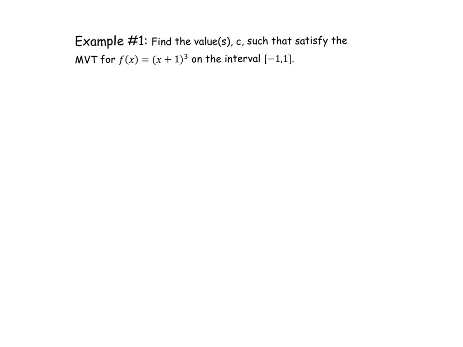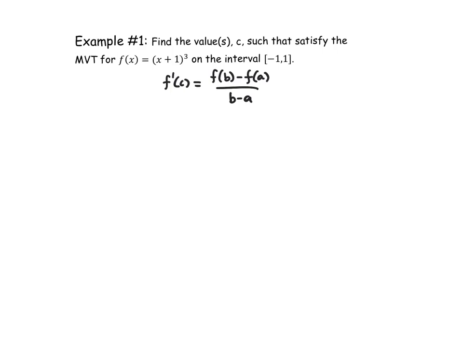All right, it says find the value or values of c such that they satisfy the mean value theorem for f of x equals x plus 1 cubed on the interval from -1 to 1. Okay, so let's review what the mean value theorem says. It says that the derivative at a point c needs to be equal to the slope of the secant line on the interval at at least one point, possibly more.